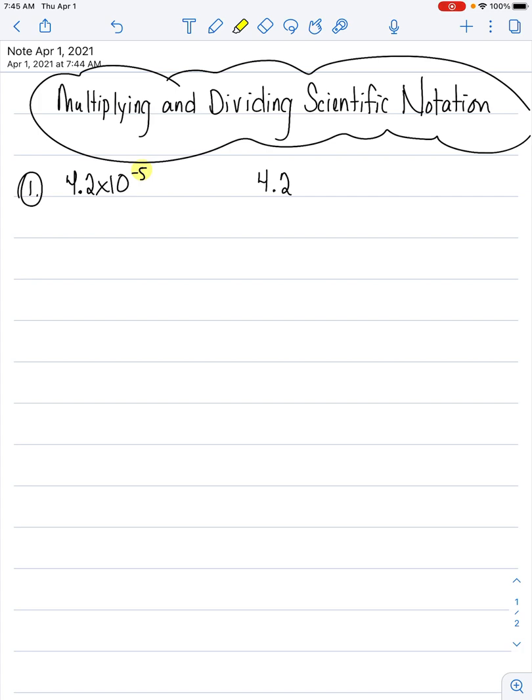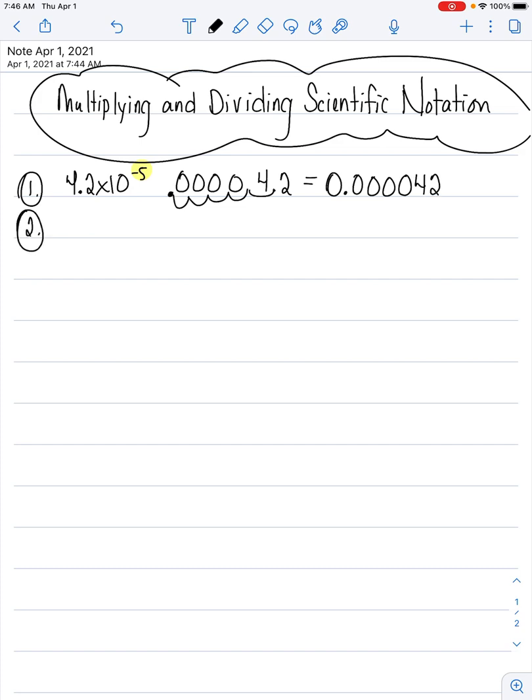Remember, a negative exponent means this is a small number, so my decimal needs to be moved to the left. Negative is to the left. 1, 2, 3, 4, 5. Fill in your gaps with zeros, so my answer in standard form is 0.00004 2, that is, 0.1234 zeros and then 42.